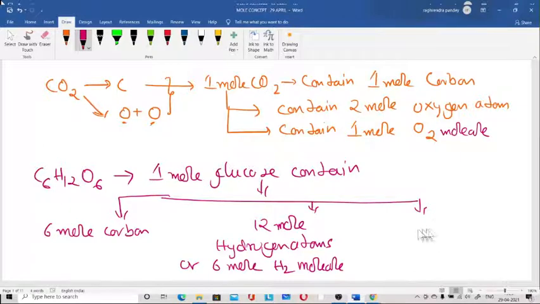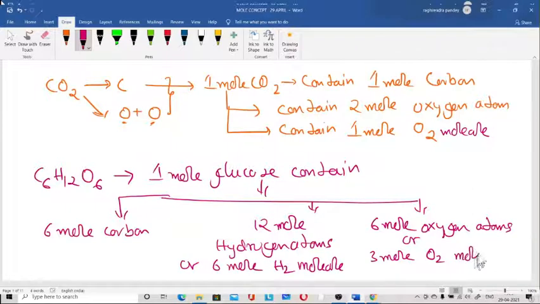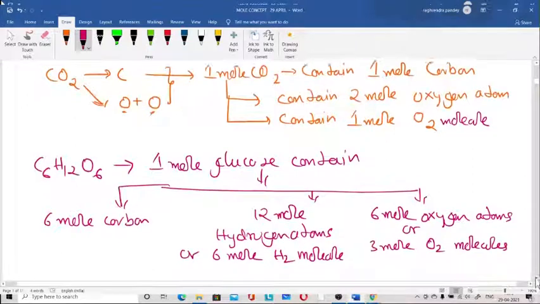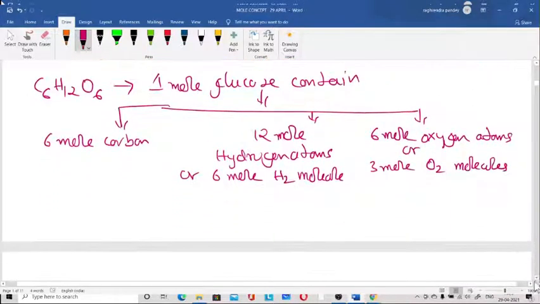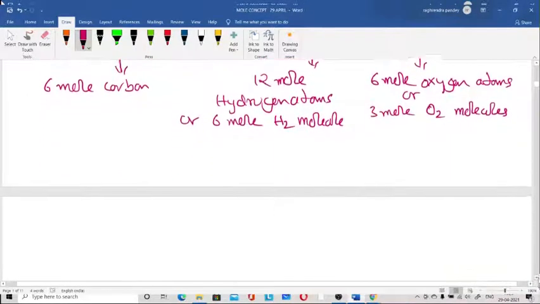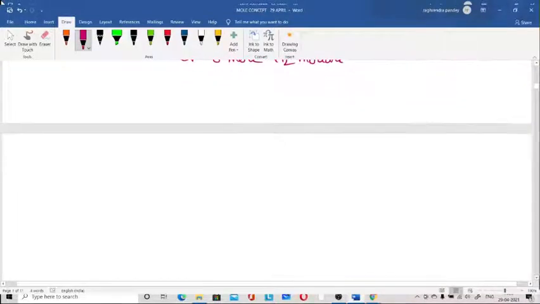Now let's consider the oxygen. So 6 mole oxygen atoms or 3 mole O2 molecules. Okay, this is the concept here. Got it? Everybody, if you have any doubt, please ask. Don't hesitate. Okay, let's go forward.